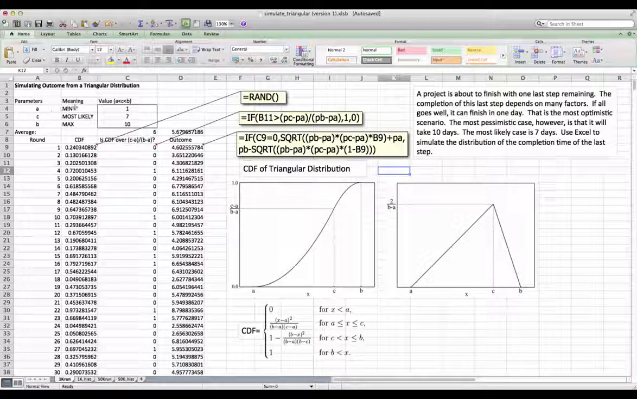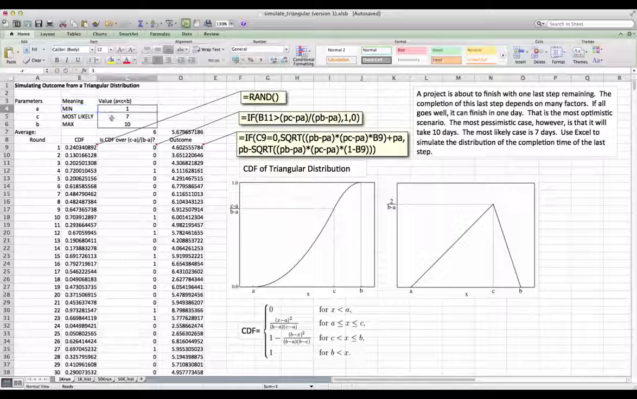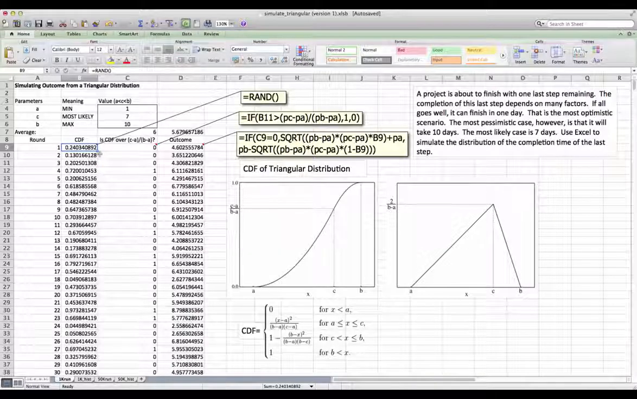Now, look at this model here. The three parameters, min, max and most likely case, are defined here. To make my formula a bit simpler, I use range names. So I call them PA, PB, and PC. As you can see, I set up the rounds, and first of all, I let it run 1,000 rounds, and column B is basically drawing a random number from 0 to 1, and that's straightforward.